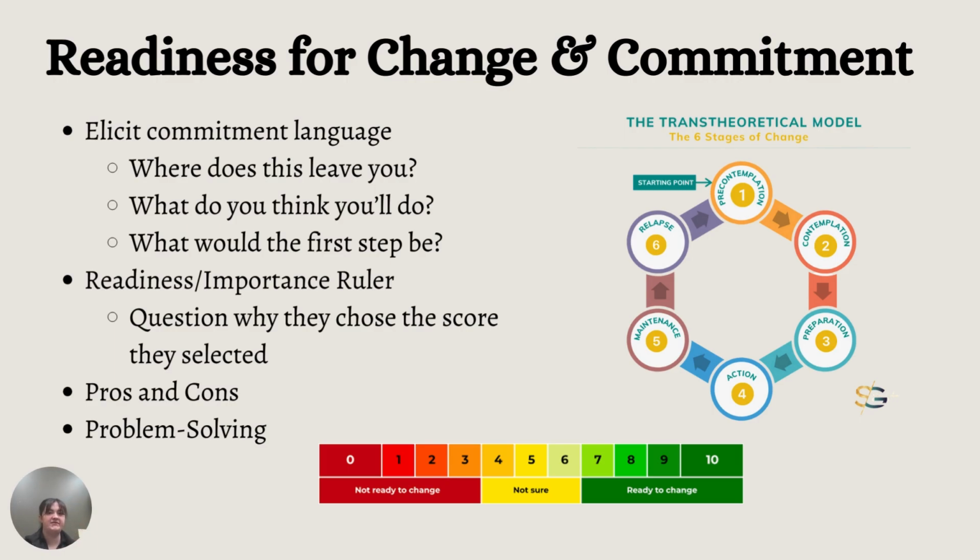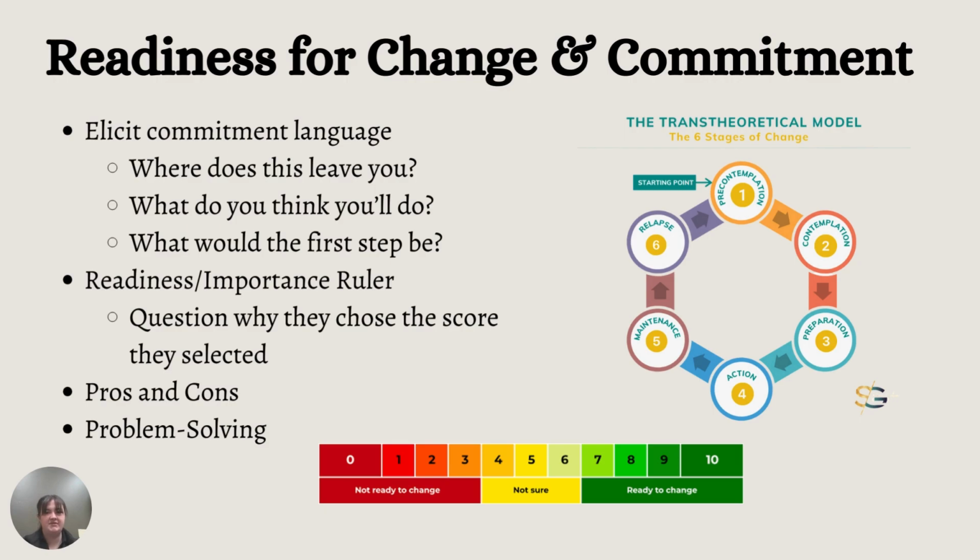As we hear some of this change talk, we can start to shift to elicit commitment language. What do you think you are going to do? What does the first step look like? What is something that we can do today to help you meet this goal?